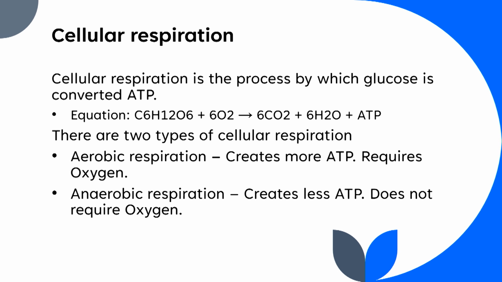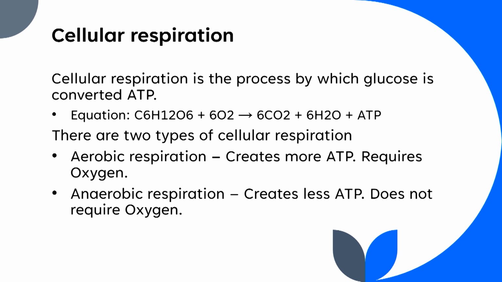Okay, the equation here for cellular respiration: C6H12O6 plus 6O2 yields 6 CO2 plus 6 H2O plus ATP. What's really going on here is glucose plus oxygen equals carbon dioxide, water, and ATP. And this is just a complicated way of saying something that you already know.